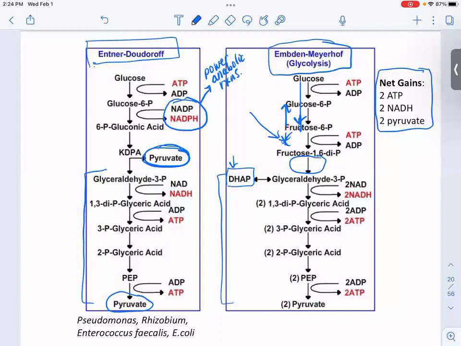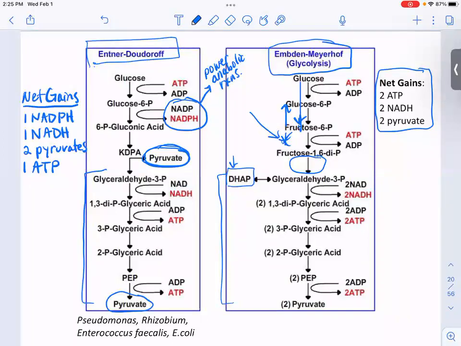Okay, so if we look at the net gains for the Entner-Doudoroff, we've got one NADPH, only one NADH. We still get two pyruvates, but we only get one ATP. Okay, so half the amount of ATP for Entner-Doudoroff than what we get for Embden-Meyerhof.